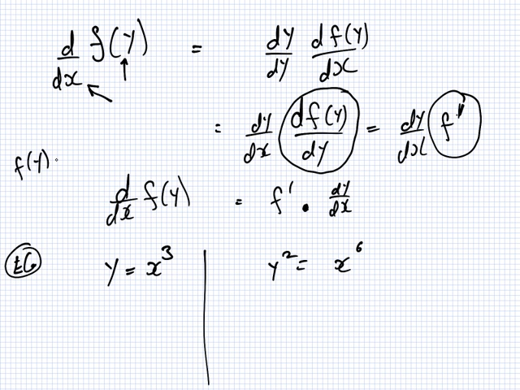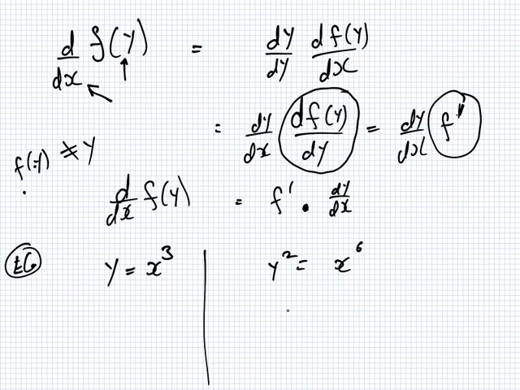Fy is definitely not the same thing as y. This is a function, like here, x cubed is our function, x cubed is our y, and y squared is our function of y. And they're obviously different things, one's a square and one's a cube.